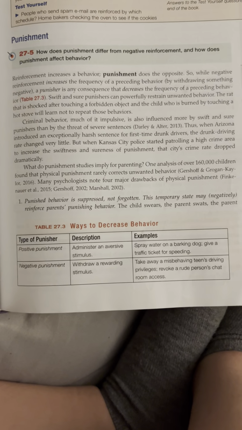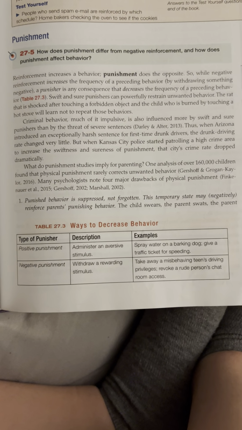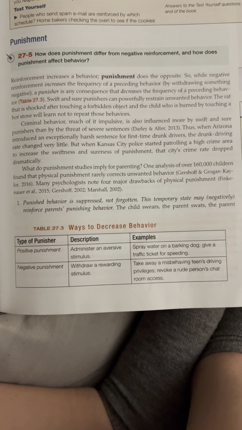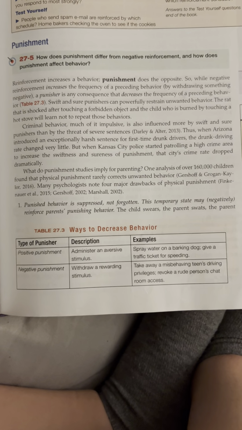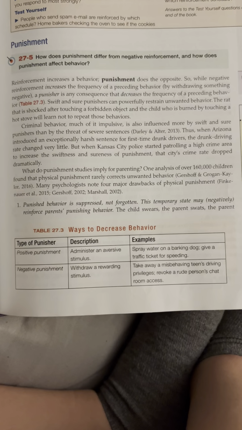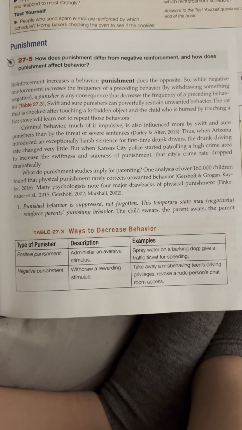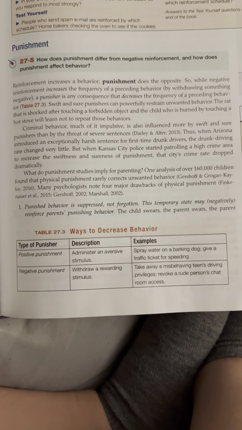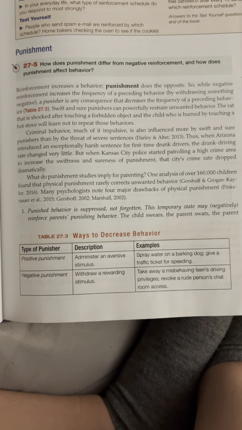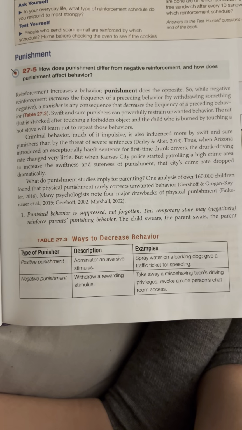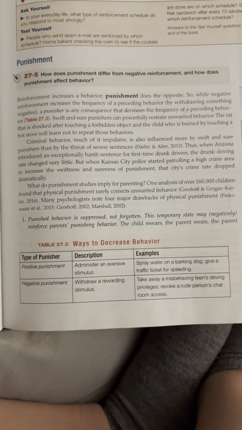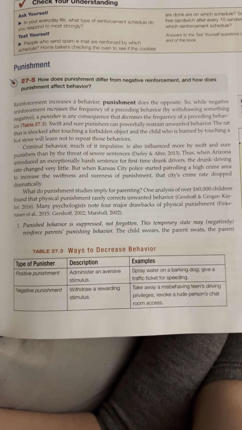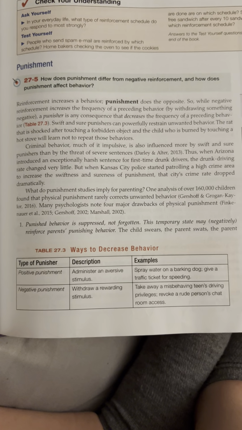Criminal behavior, much of it impulse, is also influenced more by swift and sure punishers than by the threat of severe sentences. Thus, when Arizona introduced an exceptionally harsh sentence for first-time drunk drivers, the drunk driving rate changed very little, but when Kansas City police started patrolling a high-crime area to increase the swiftness and sureness of punishment, that city's crime rate dropped dramatically.